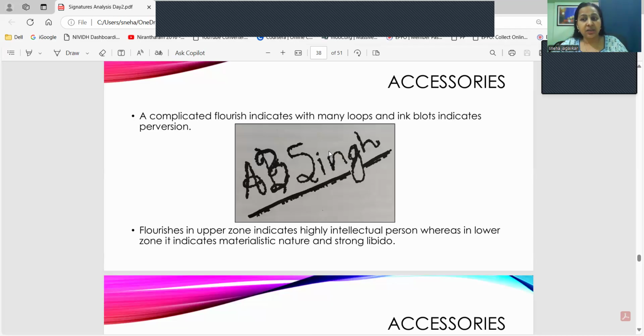And imagine this amount of anger if not channelized at the right time, at the right place, what will happen? Some grave mistakes could happen, which we can't even think in our wildest dreams. So be careful with such kind of people.